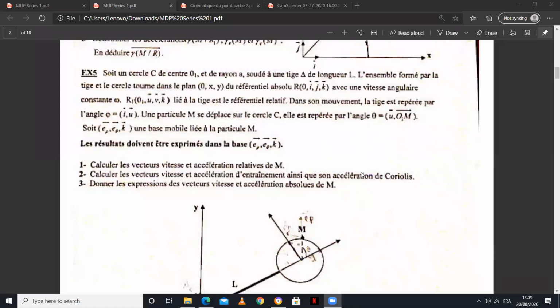So what's our vector position going to be? What's the origin we use? It's an open question.